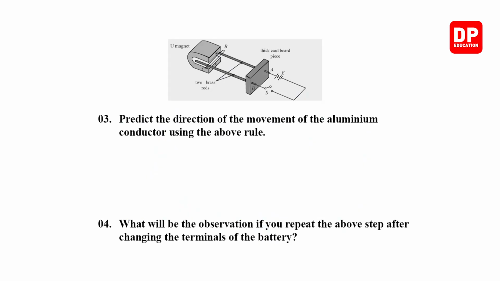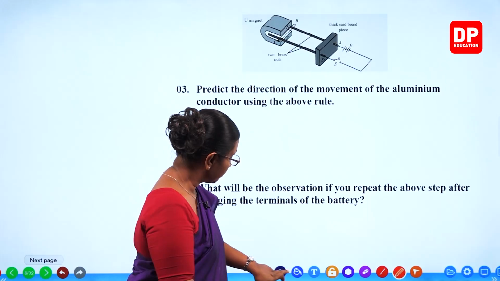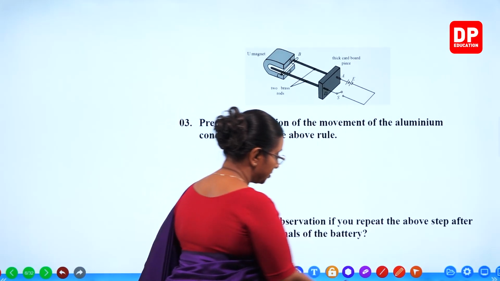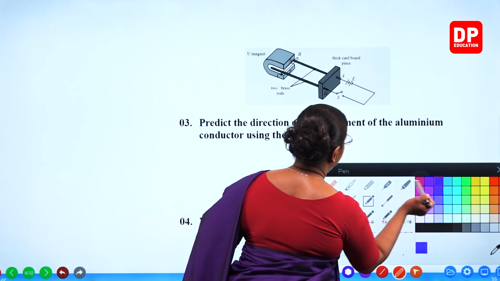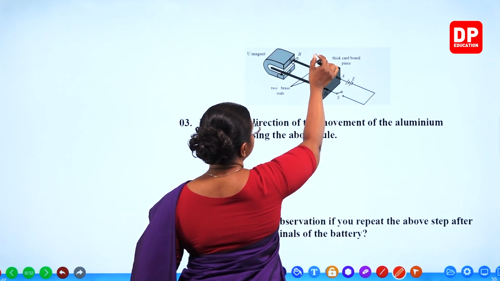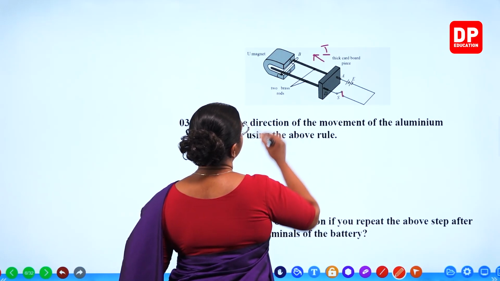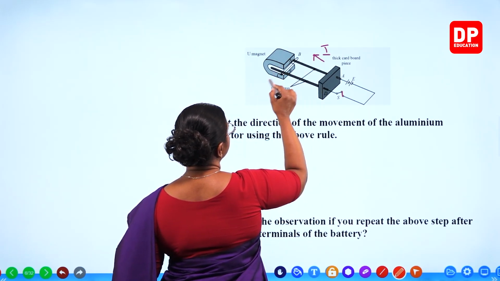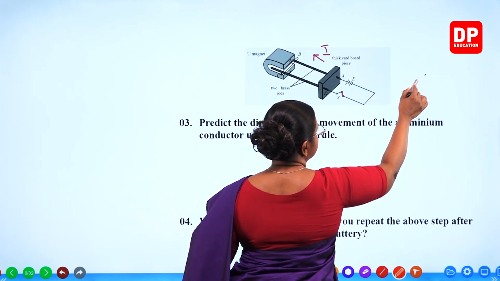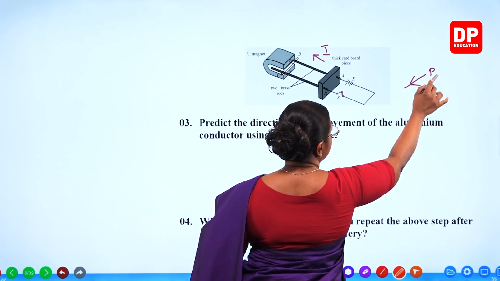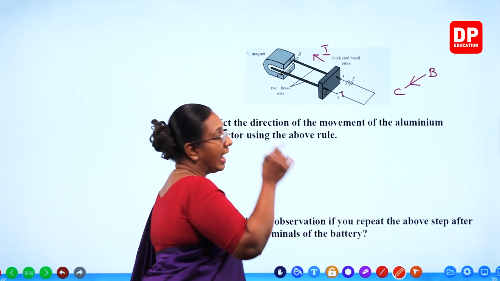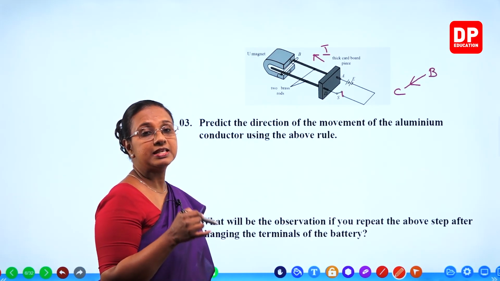Here we have part 3. Predict the direction of the movement of the aluminium conductor using the above rule. We have already done that, but just to confirm, now you all know the current flows in this direction when the switch is closed. So in the BC rod, the current is flowing from B to C, and the magnetic field is down.